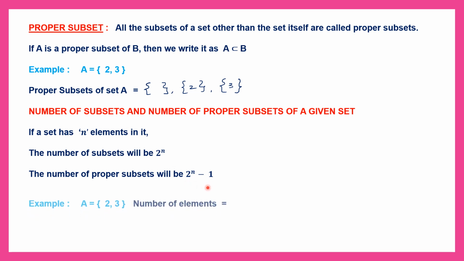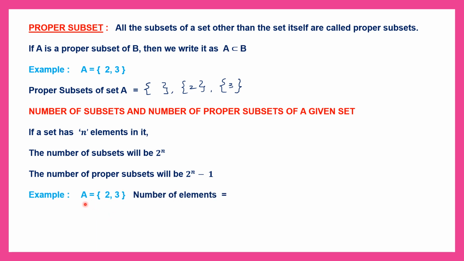So again, let's take an example. Here we have A equal to {2, 3}. So the number of elements is 2. Number of elements here we said let it be n. So that is 2. That means n is equal to 2. The number of elements is 2.